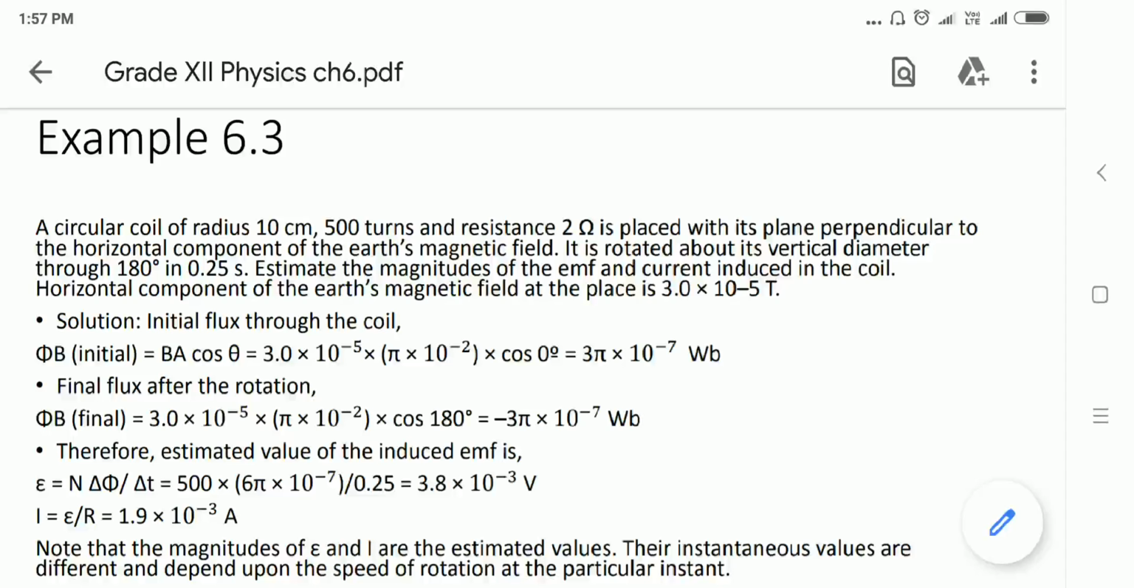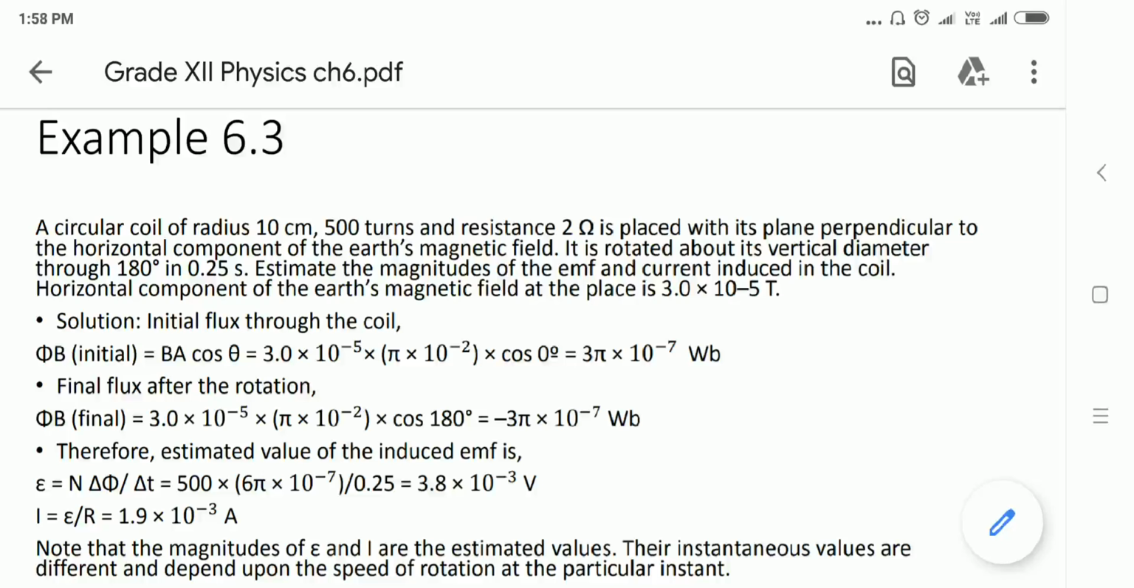So epsilon is n d phi by dt. Instead of that, n delta phi by delta t. So number of turns are 500, initial phi B minus final phi B. So 3 pi into 10 raised to minus 7 minus minus 3 pi into 10 raised to minus 7. So that would be 6 pi into 10 raised to minus 7 and time is 0.25. So the resultant value is 3.8 into 10 raised to minus 3 volt.